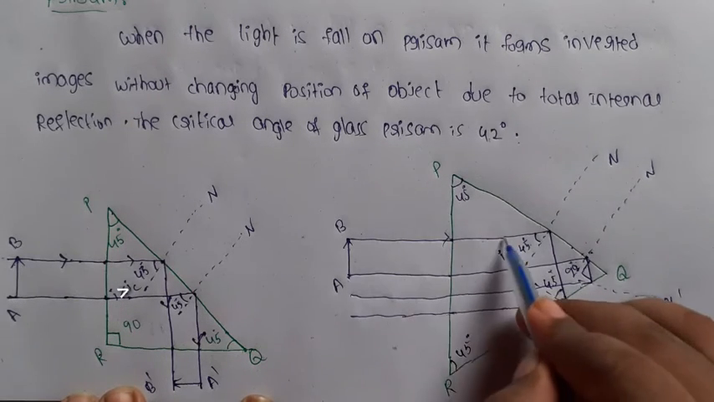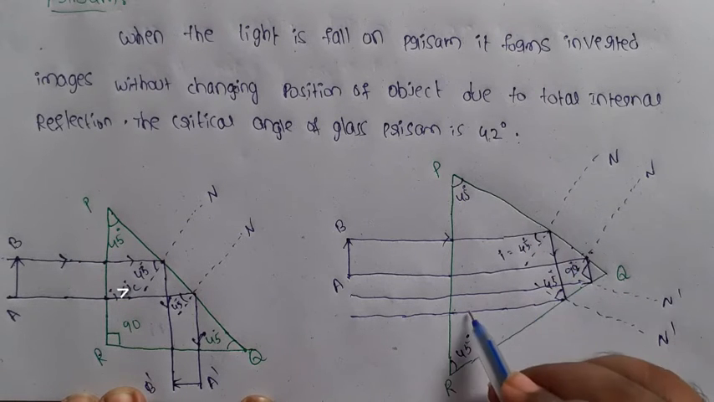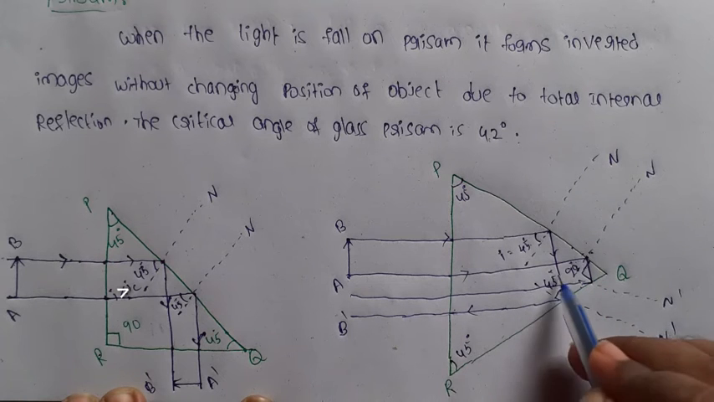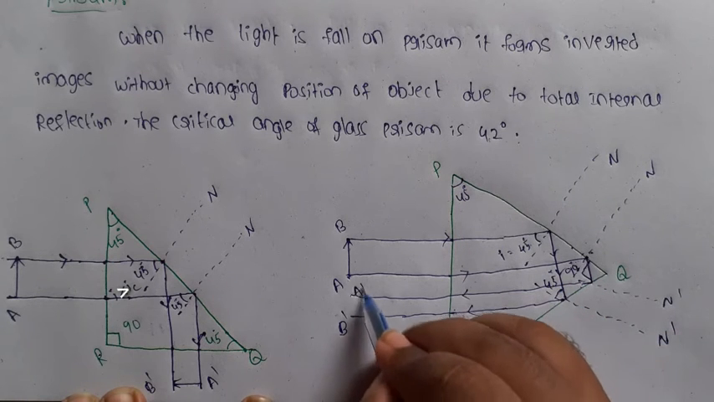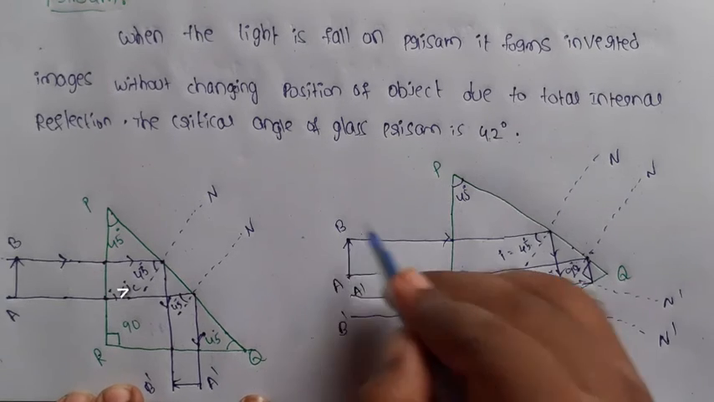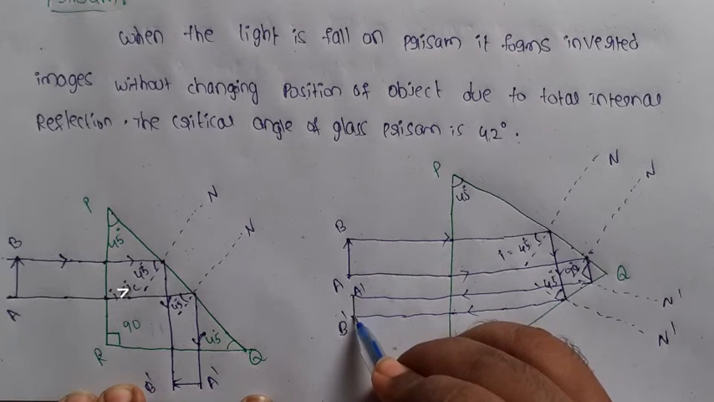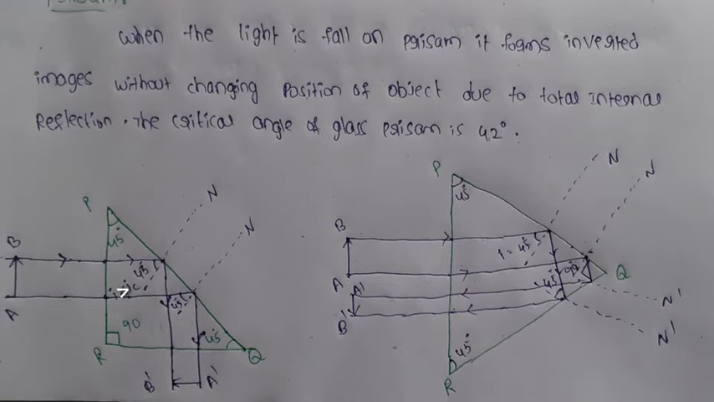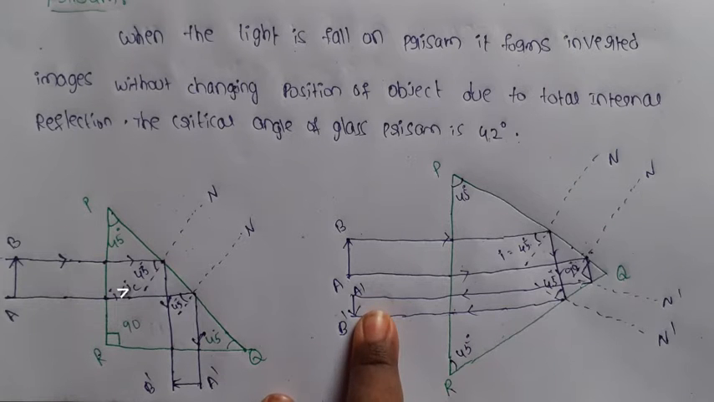So this is B dash, this is A dash. The object we are placing is A to B, so the image is A to B dash. What about the angle? 180 degrees. Here also the image will be formed inverted, but the angle is 180 degrees. Here we are not changing the position of the object, but an inverted image is formed with an angle of 180 degrees. Here 90 degrees, here 180 degrees.